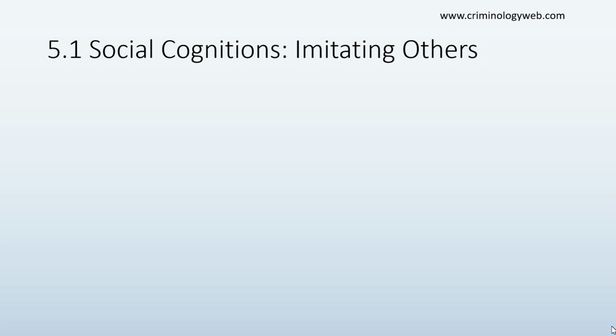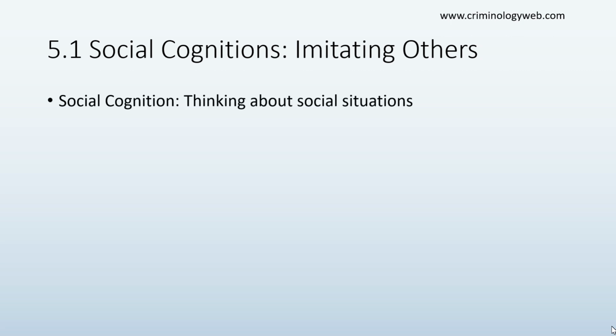Social cognition means, very simply said, thinking about social issues. Thinking about how to behave when you are in a situation with other people and thinking about what to do while you are interacting with other people.